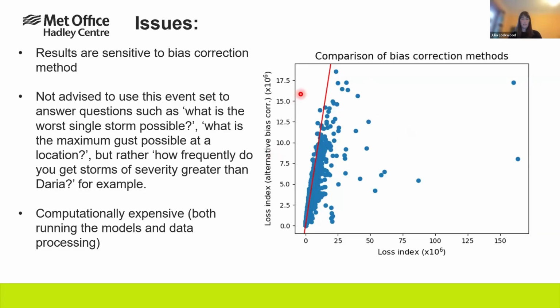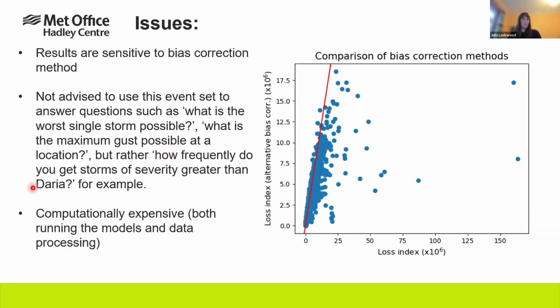And this is a plot of the loss index from each storm using this empirical bias correction method compared to the original one that we used. And this is the one-to-one line in red. So there is a very strong correlation between the two, but the method we used does tend to have higher loss indices. And also there are some storms for which the loss index goes to very extreme values. And I think these are probably untrustworthy, or there's definitely huge uncertainty on what the actual loss index would have been for these storms.